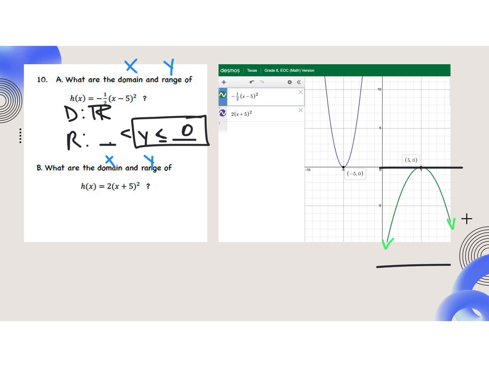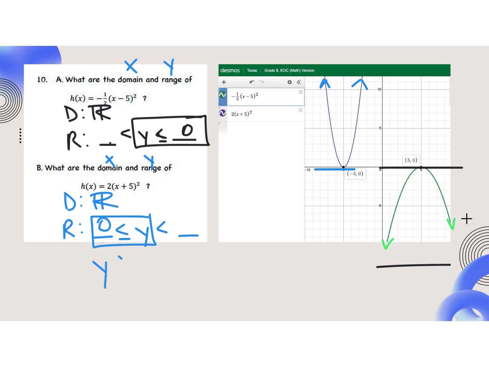If we look at the purple one, again, domain, all real numbers, and your domain will always be all real numbers unless there's some situation that goes with the parabola. Our range, something is less than y is less than something. I do have a bottom this time. It is 0. It is touching, but I don't have a top. So we can write it like this. Sometimes they will write the letter first. So either of these would be acceptable.